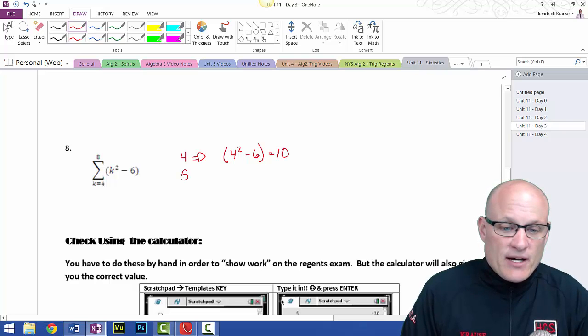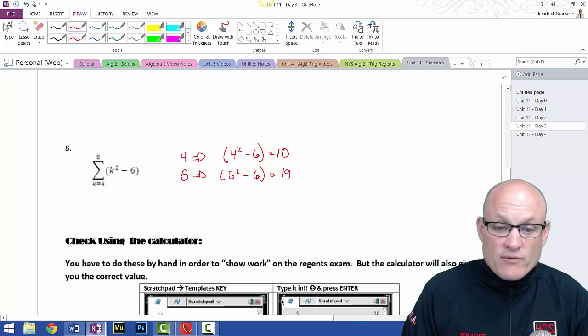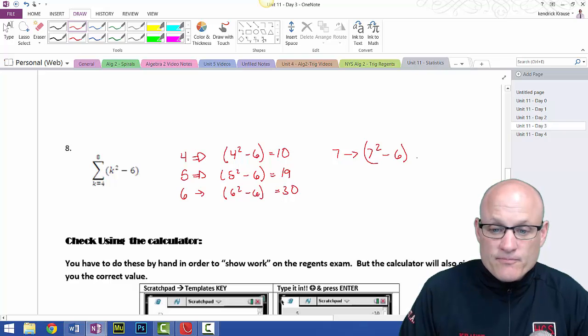Then I'm going to plug in 5. Well, 5 squared minus 6 is 19. 25 minus 6. 6. 6 squared minus 6 is 30. 7. 7 squared minus 6 is 49 minus 6, 43. And finally the last one, which would be 8. Now if I plug in 8, I get 8 squared minus 6. 64 minus 6 is 58.